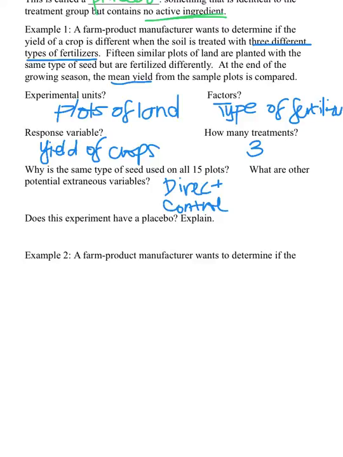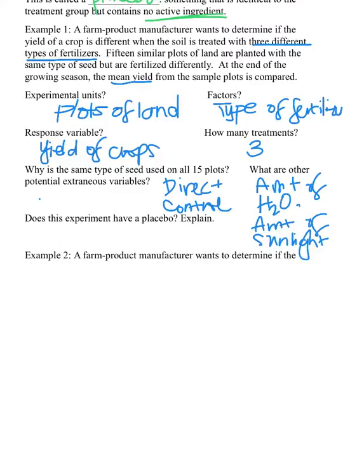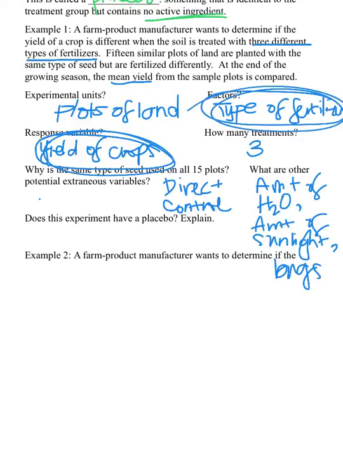All right, and the next question is, what are other potential extraneous variables? Well, any variable that affects the response variable that isn't the explanatory variable is an extraneous variable. So things like amount of water, amount of sunlight, potential bugs, all of these things could affect my yield of crop, but is not the type of fertilizer. So those are my extraneous variables.